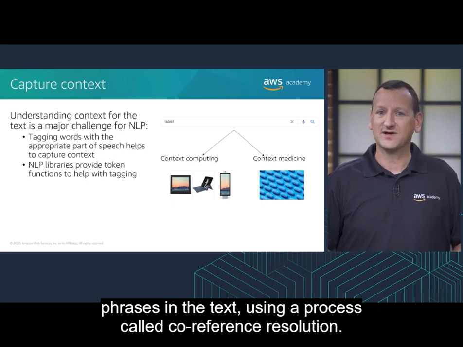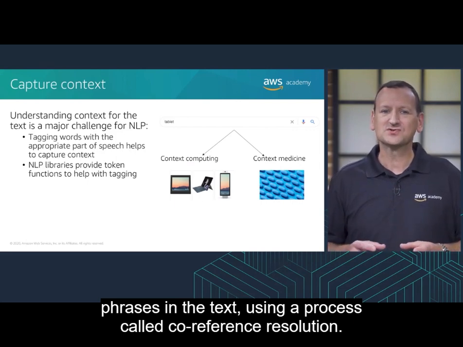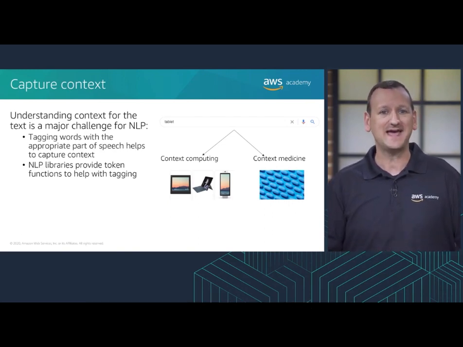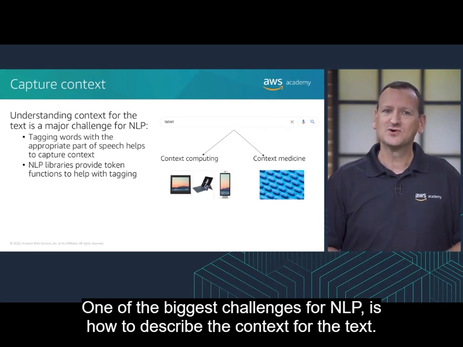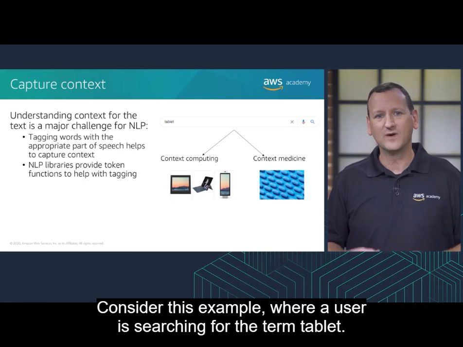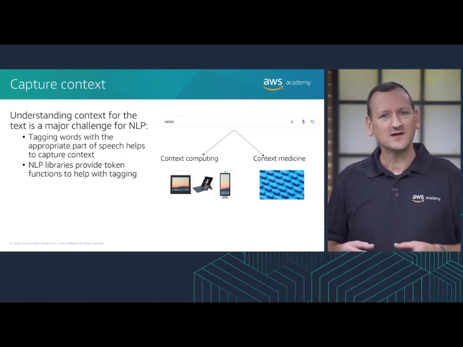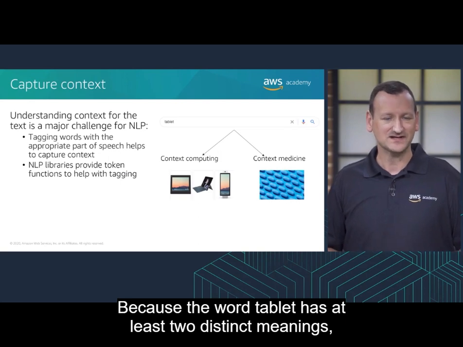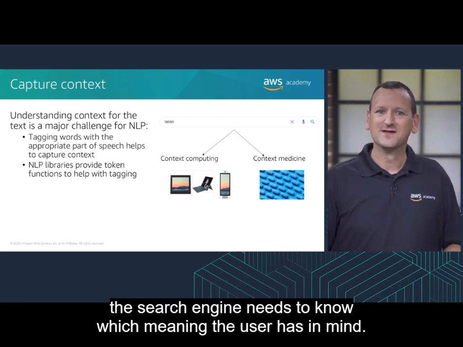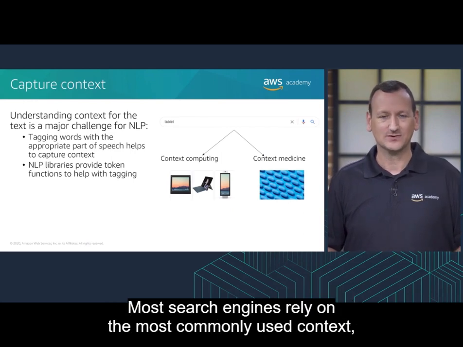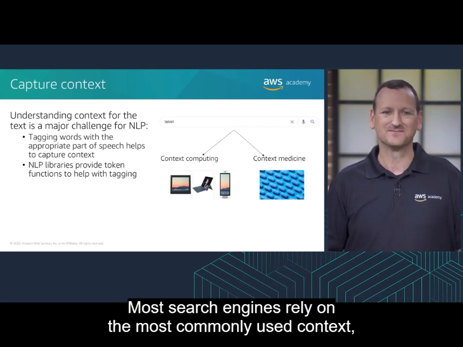One of the biggest challenges for NLP is how to describe the context for the text. Consider this example, where a user is searching for the term tablet. Because the word tablet has at least 2 distinct meanings, the search engine needs to know which meaning the user has in mind. Most search engines rely on the most commonly used context, if the term isn't qualified further. For example, by adding another term like medicine or computing to the search.